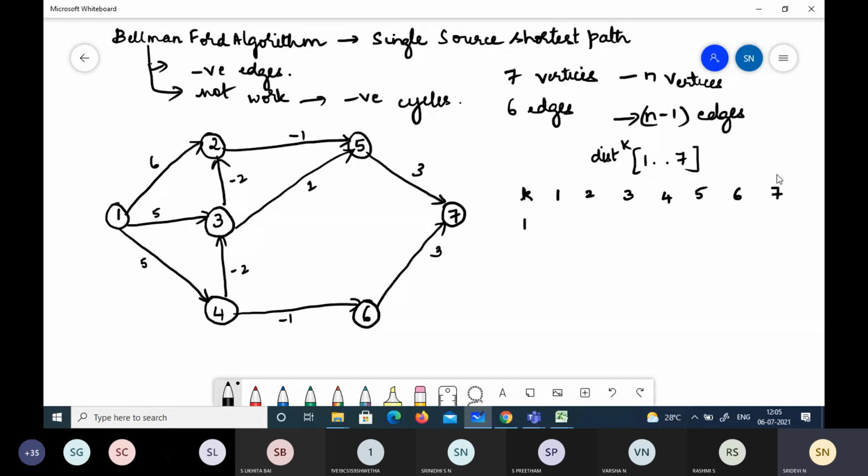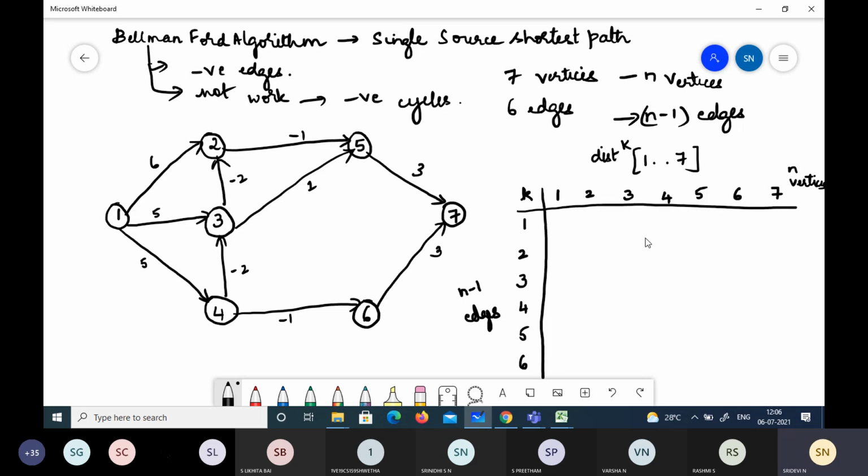So how many edges can we have? This is the number of vertices, N vertices. So what is the maximum number of edges? N minus 1 edges. So if we have n vertices, we will have a maximum of n minus 1 edges. And we'll try to calculate the distance between every pair of vertices by placing one edge first, two edges, three, likewise up to n minus 1 edges.